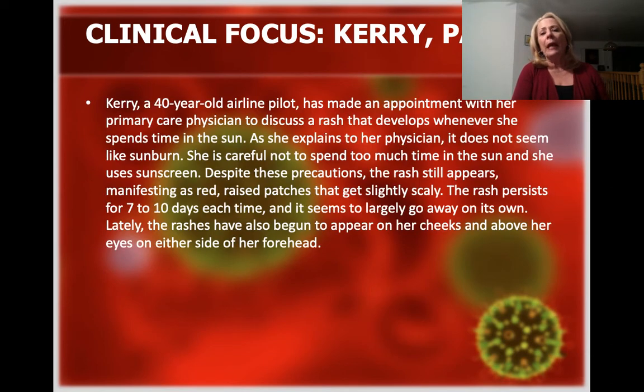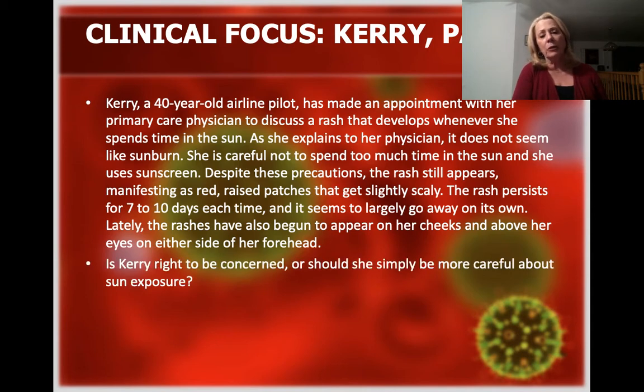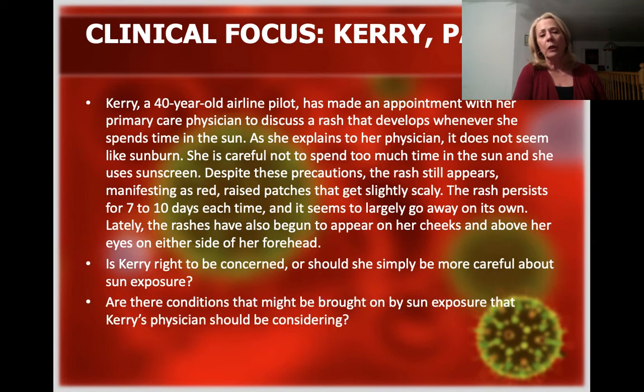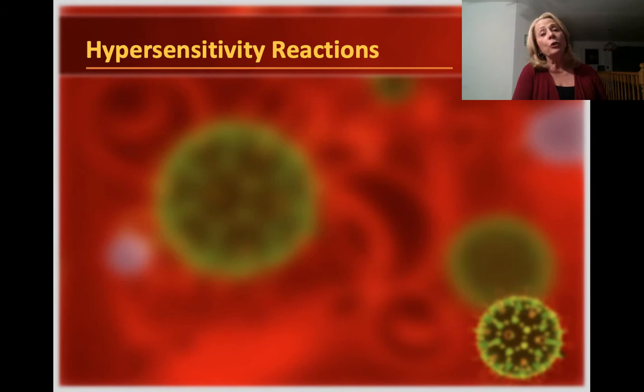So KERRY is a 40-year-old airline pilot and has made an appointment with her primary care physician to discuss a rash that develops whenever she spends time in the sun. As she explains to her physician, it does not seem like sunburn. She's careful not to spend too much time in the sun, and she uses sunscreen. Despite these precautions, the rash still appears, manifesting as red, raised patches that get slightly scaly. The rash persists for 7 to 10 days each time, and it seems to largely go away on its own. Lately, the rash has also begun to appear on her cheeks and above her eyes on either side of her forehead. Is KERRY right to be concerned, or should she simply be more careful about sun exposure? Are there conditions that might be brought on by sun exposure that KERRY's physician should be considering? So we're going to go through these hypersensitivity reactions, and you can see if you can answer those questions.